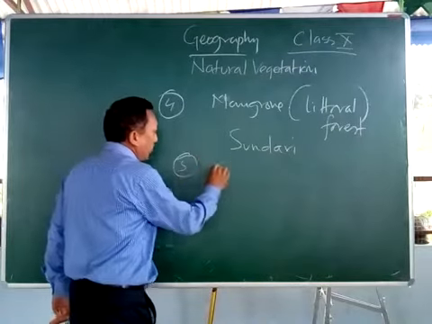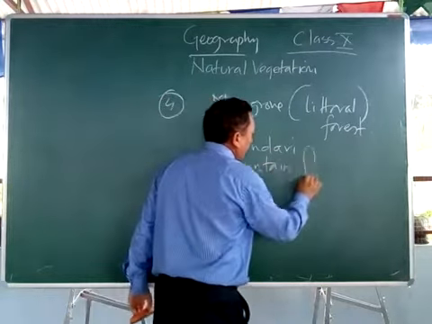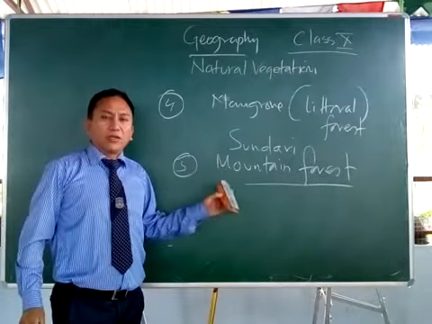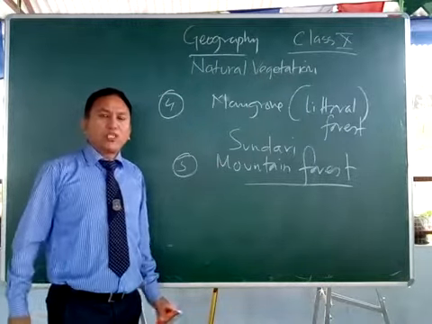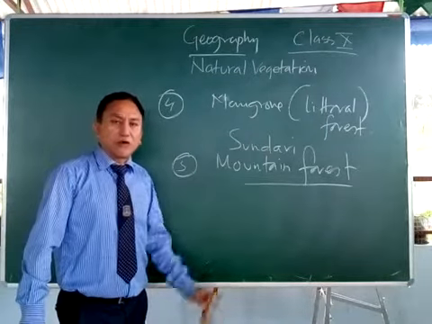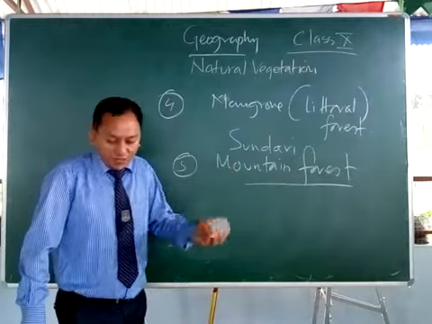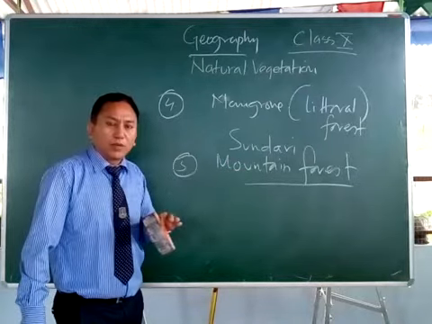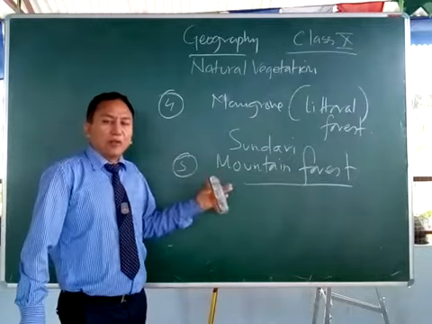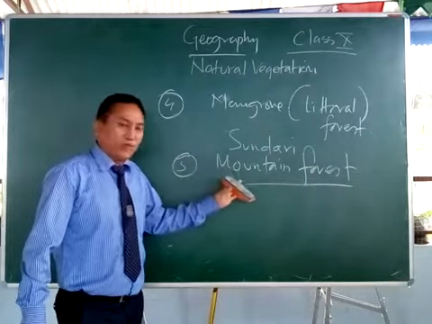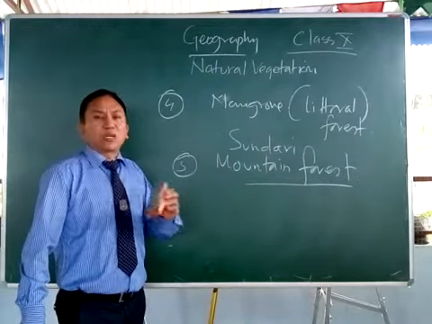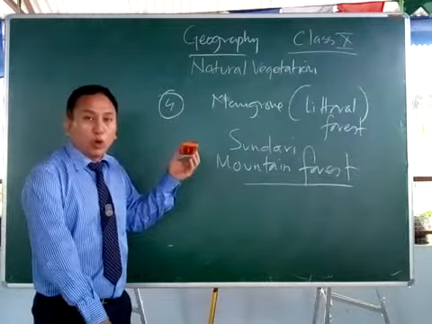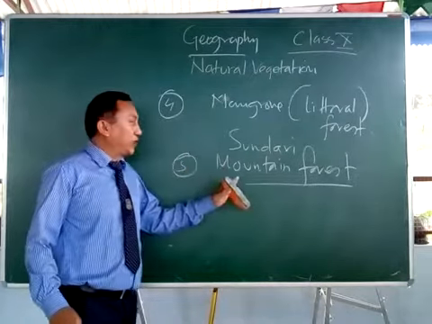Then we have the next one, that is mountain forest. This mountain forest is found along the foot of the Himalayas or the Shivalik regions. There we have the tropical deciduous type of forest, with trees like Sal. The other type of forest found in the mountain forest region is the temperate deciduous type, found a little bit above the Shivaliks, with trees like oak and chestnut.